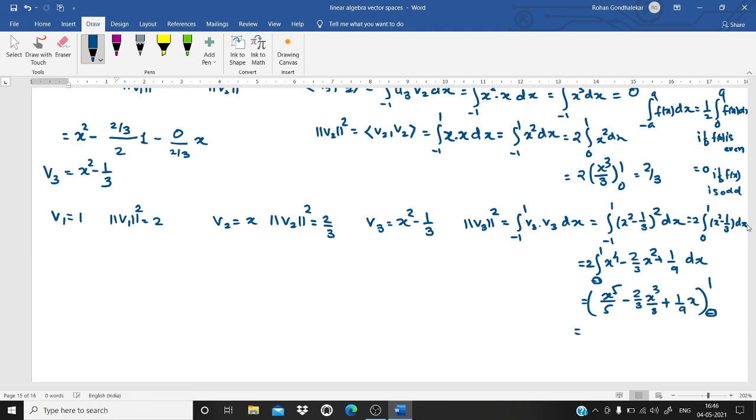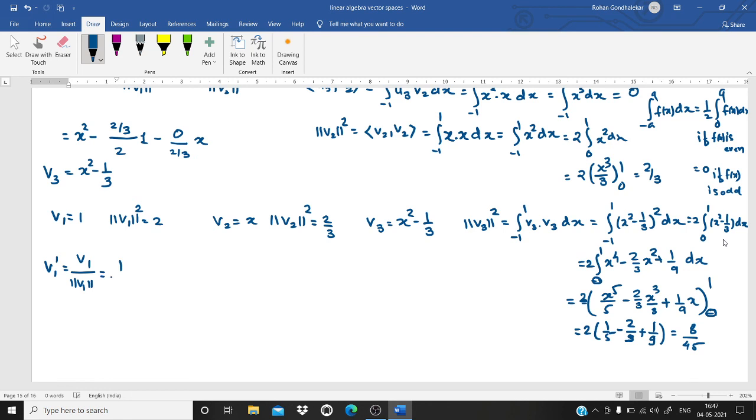So this is 2 into 1 by 5 minus 2 by 9 plus 1 by 9. So minus 2 by 9 plus 1 by 9 is minus 1 by 9. And here it is 1 by 5. So ultimately we get 8 by 45. Fine.